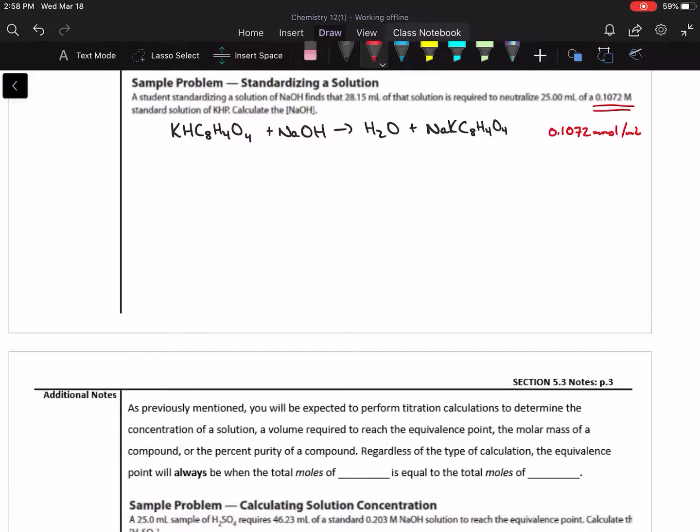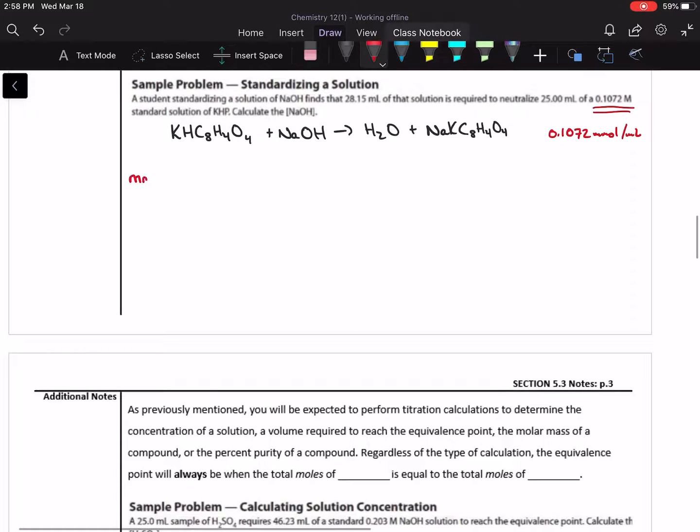And so what we're going to first determine is the number of moles of KHP that were added. In fact, we're going to figure out our millimoles. So our millimoles of KHP would be 25.00 milliliters times 0.1072 millimoles per milliliter. And so that works out to being 2.680 millimoles. Okay, so that's our millimoles of KHP.